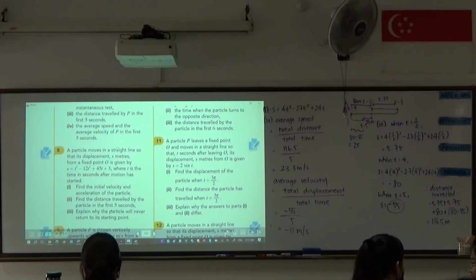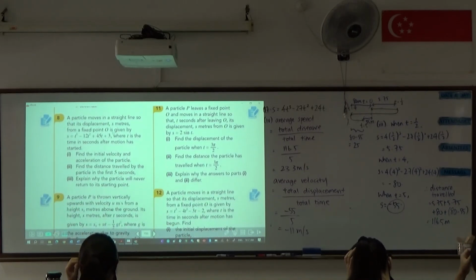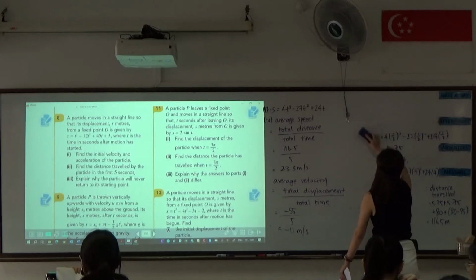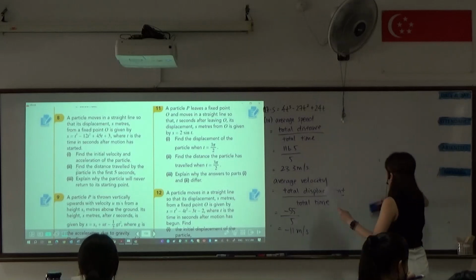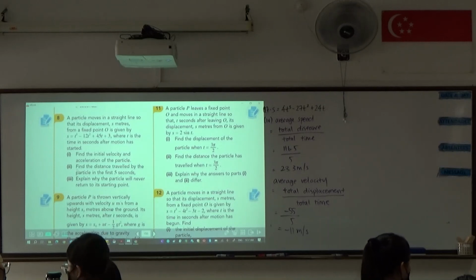Questions? Just want to check for question 8, part 3, not an issue. Explain why the particle will never return to its starting point. You all can explain, no, right? Sorry, let me just refresh my memory about this question.